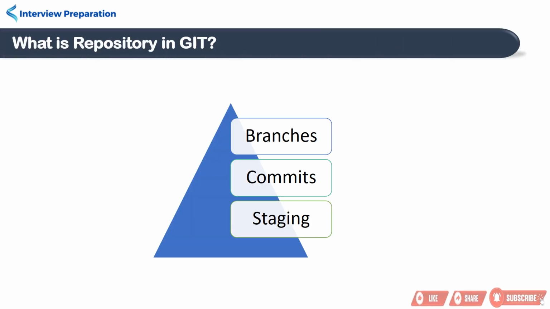Once you have a Git repository, there are three essential concepts and commands to understand, which are branches, commits and staging. We will cover this question in a separate video.